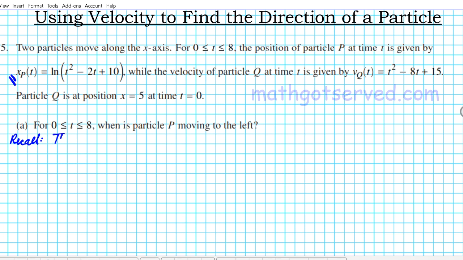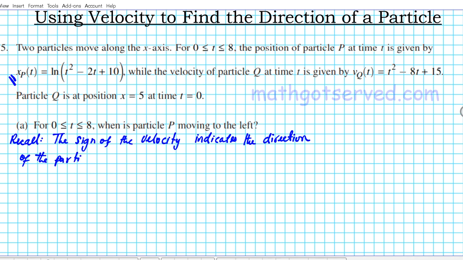You want to remember that the sign of the velocity indicates the direction of the particle. In this case, we have a particle moving on a straight line along the x-axis. So it's either going to be moving to the right or moving to the left.